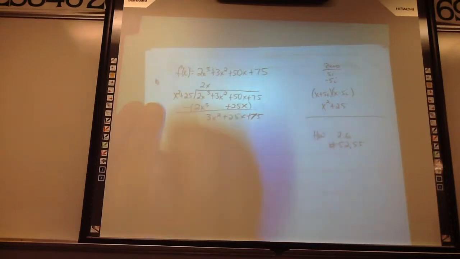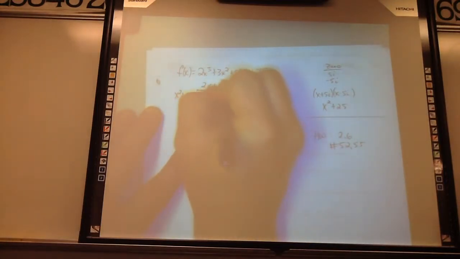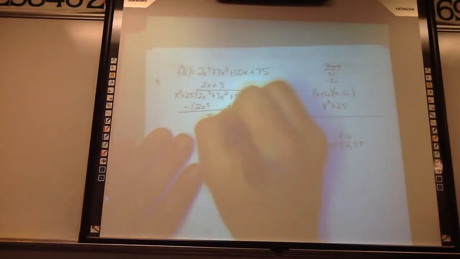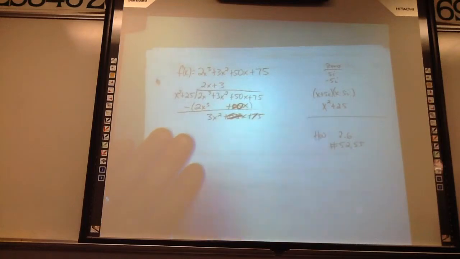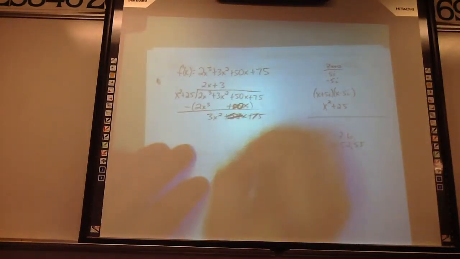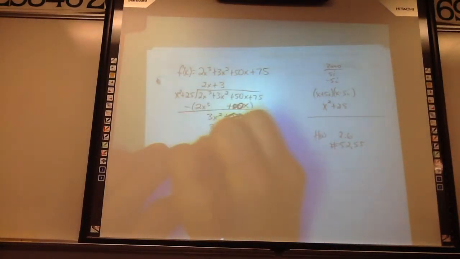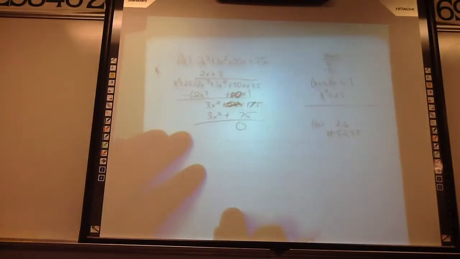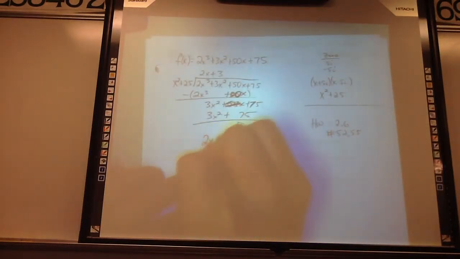You should get 0 here, right? That's 25 times 2 is 50. Not 25, it is 50. Yep, good call. So that's 0. So now we have that. I was wondering how that was going to come out to no remainder. Now it makes sense. 3x squared plus 75, boom, 0. So we got 2x plus 3, so what's our other 0?